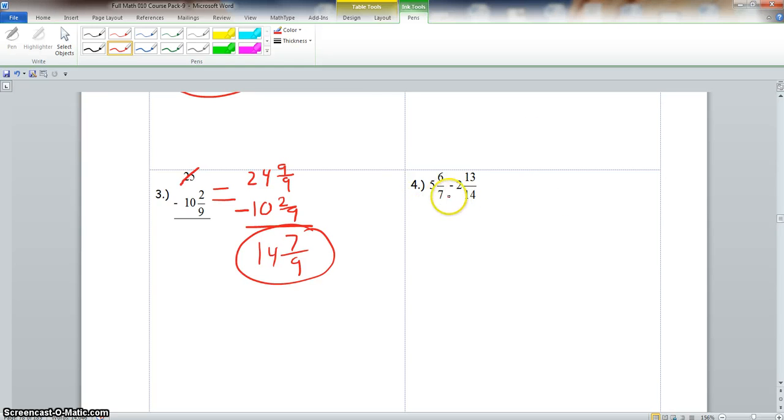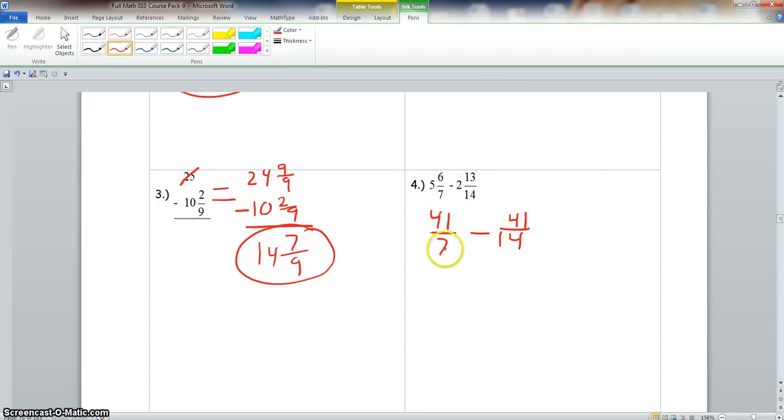Now with number 4, I'm going to try it using the other method, where we first change these mixed numbers to improper fractions. So our denominator stays the same. Now we find our numerator. 5 times 7 is 35, plus 6 is 41. 2 times 14 is 28. 28 plus 13 is also 41.